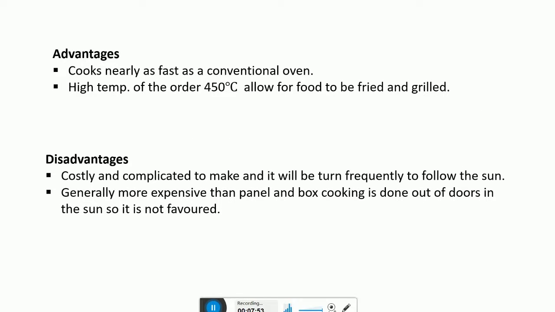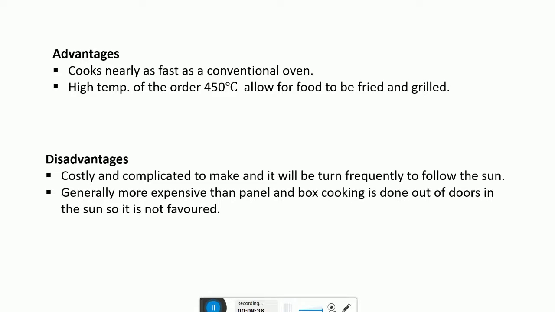Advantages of this type of solar cooker: it cooks nearly as fast as a conventional oven, and a high temperature of the order of 450 degrees Celsius is allowed for food to be fried and grilled. But there is a disadvantage of this parabolic cooker: it is costly and complicated to make, and it must be turned frequently to follow the sun, or it requires a sun tracking system, because in this case we have to turn this solar cooker manually.